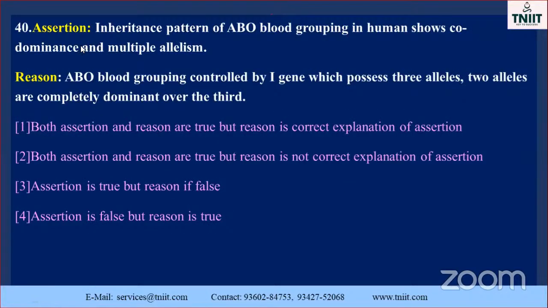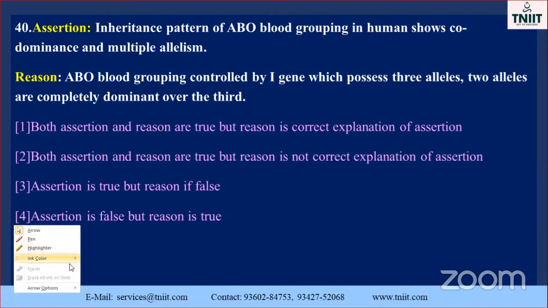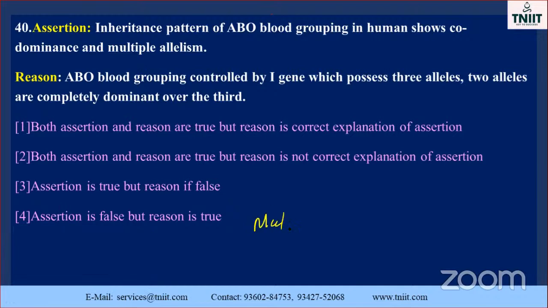Assertion and reasoning. Inheritance pattern of ABO blood grouping in humans shows codominance and multiple allelism. Already you know about it. Given examples of multiple allelism, which one is the example, you know? Multiple allelism means ABO blood group. So the option is, the first one is correct.